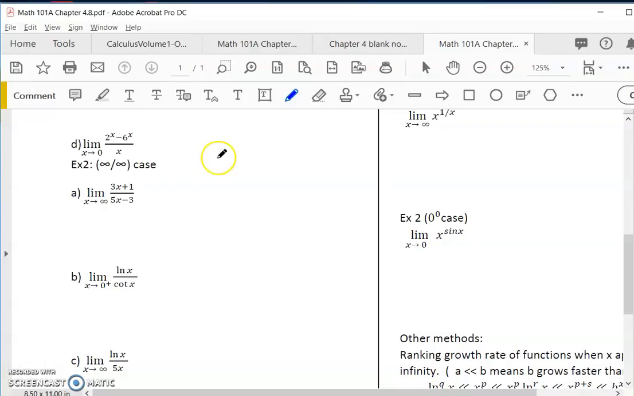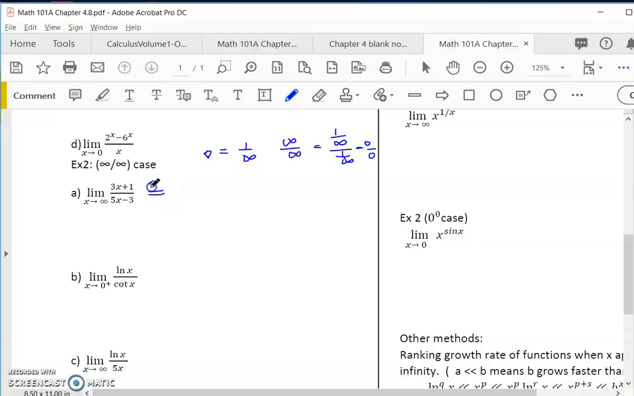Example 2. Even if it's not the 0 over 0 case, we can still do it with the infinity over infinity case. Why? Because 0 is 1 over infinity. So you can switch them around. If you have infinity over infinity, you can make it 1 over infinity over 1 over infinity. It becomes 0 over 0. So 0 over 0 is okay. You can still do L'Hopital's rule.